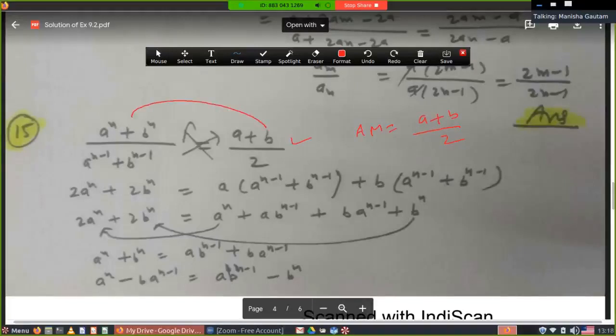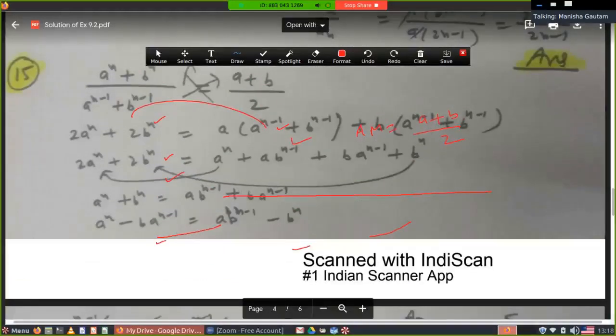Now cross multiplication takes place, multiplying by 2 to this statement and by a plus b to this statement. What you will get? And on transposing, you will get this statement. Transpose a to the power and b to the power to the left hand side, and you will get this statement. Now for further simplification, you have to collect the a to the power n terms and b to the power n terms. Both terms are collected on the left hand side, the other two on the right hand side.